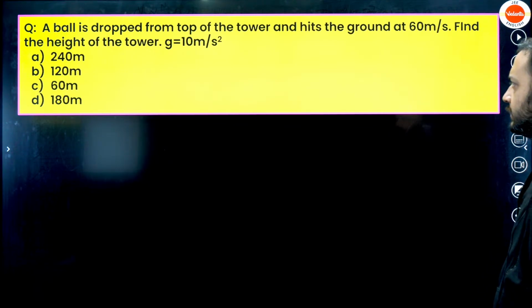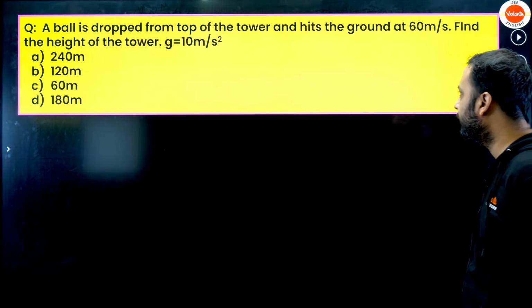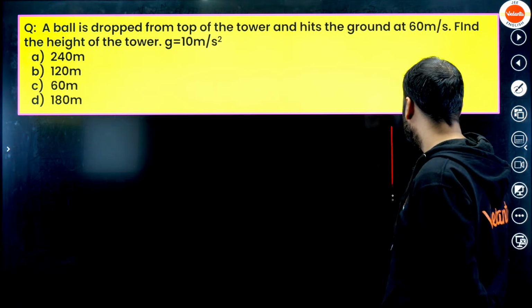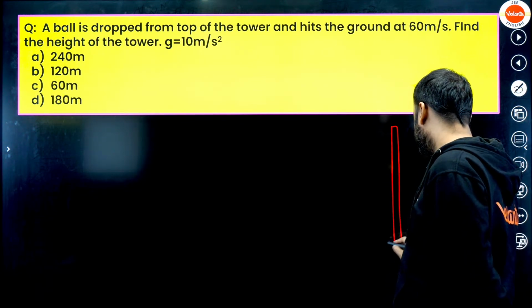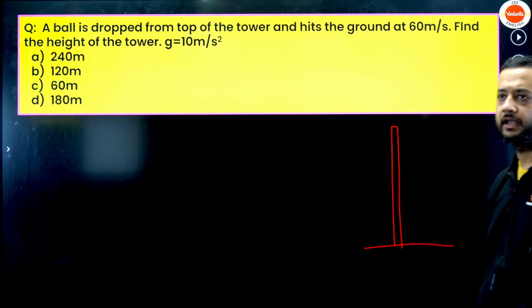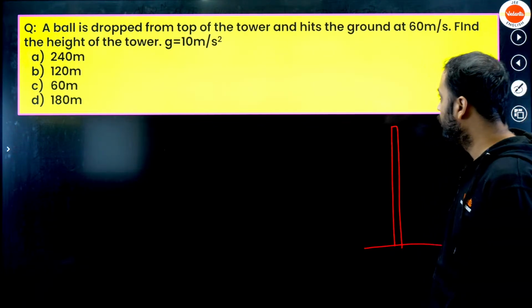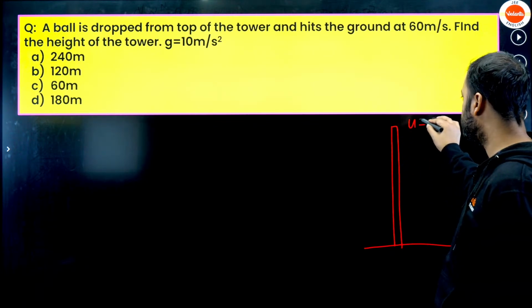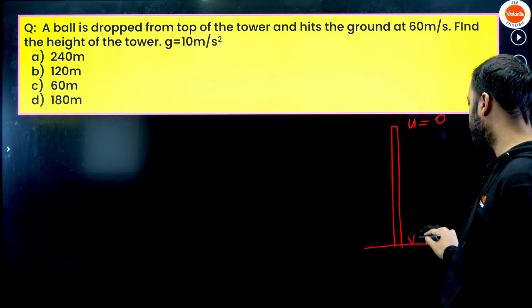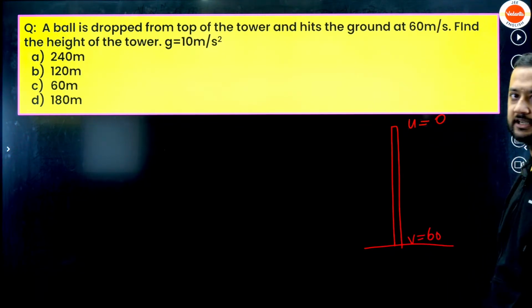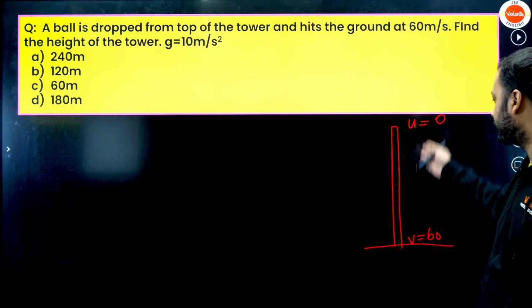Let us see this question. A ball is dropped from the top of a tower and hits the ground at 60 meters per second. So basically this is the tower. Hi Jayprita Ravi. A ball is dropped, that means the initial velocity was 0, and here the velocity is 60. The question says that it hits the ground at 60. So can you say the time of descent?